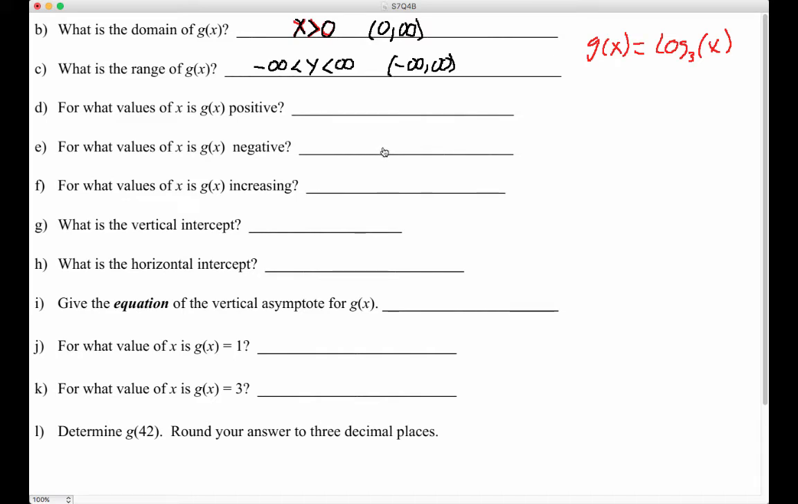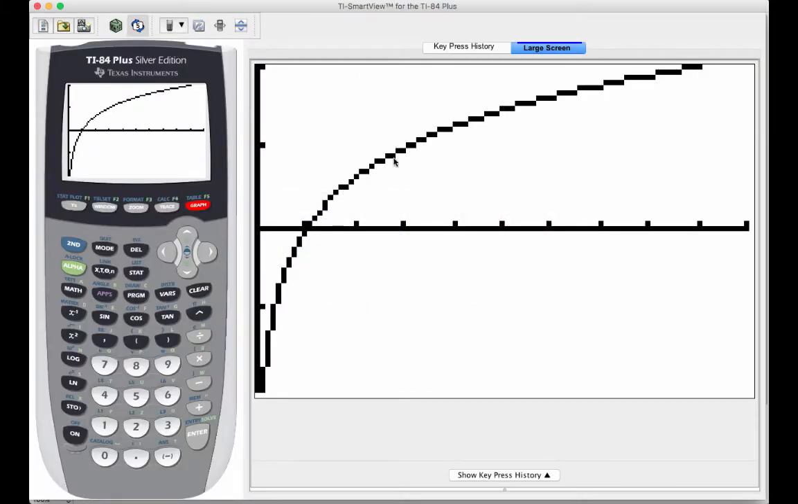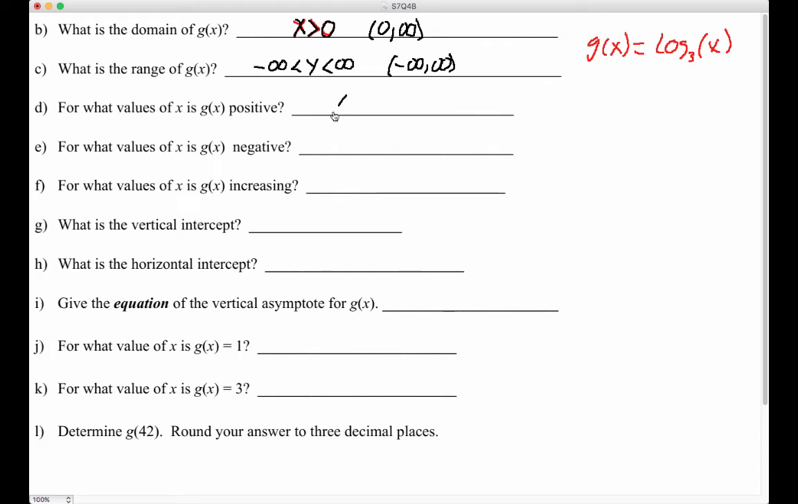Okay, for what values of x is g of x positive? They're asking you for what values of x is the function above the x-axis. So they're asking you for this part of the graph where it's above it. What values of x does g of x stay above the x-axis? Well, that's going to be for x is greater than 1. So if x is greater than 1, g of x stays above the x-axis. Or we could do that in interval notation. It goes from 1 to positive infinity.